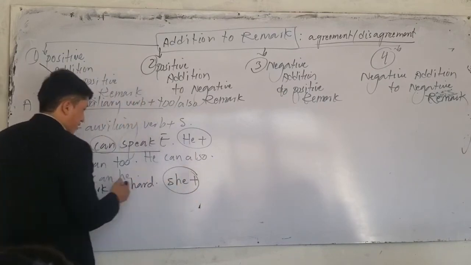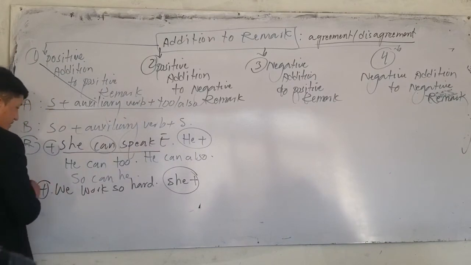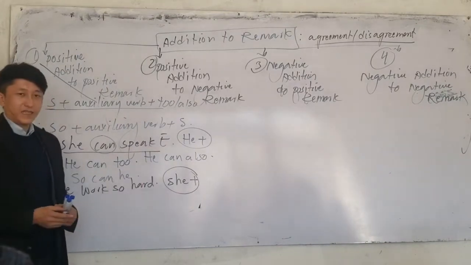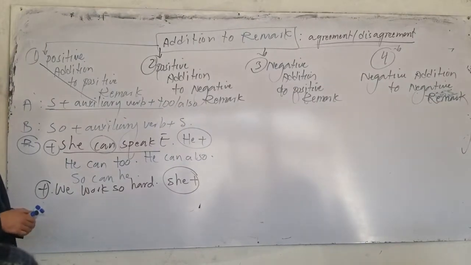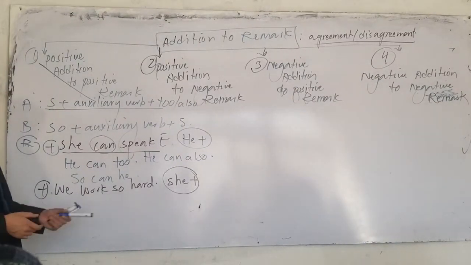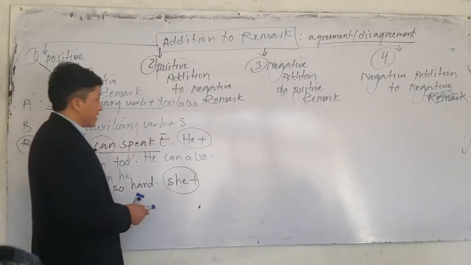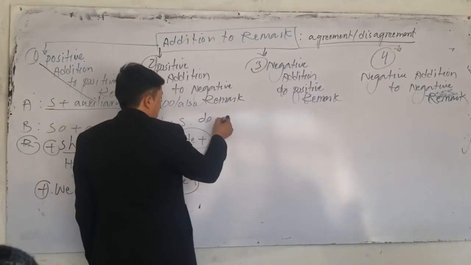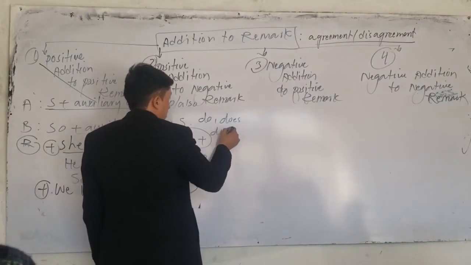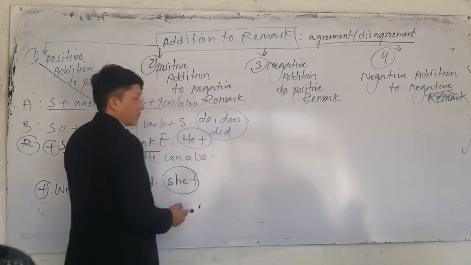This is addition, subject, and this is remark, positive. How can I add that? So we work so hard. Now, if there is not any auxiliary verb, what should I do? If there is no auxiliary verb, we use do, does, or did. Come on, we use do, does, or did.